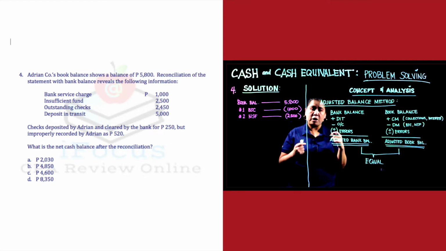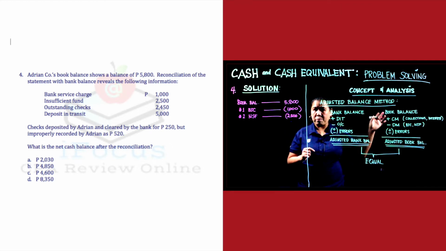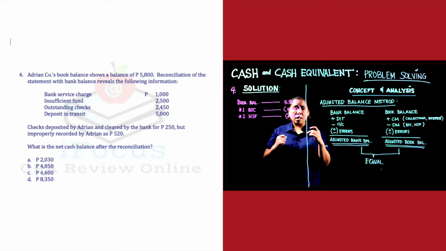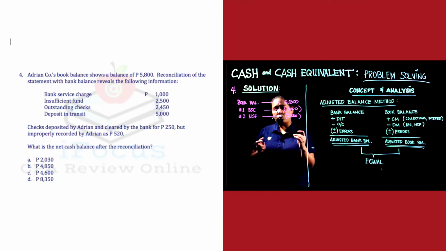So, ang ibig sabihin, yung error na yun committed by the company. Ang totoong amount is 250, pero na-record ni Adrian Company as 520. So, ang ibig sabihin, mas malaki yung inad niya sa kanyang cash balance, sa kanyang record. So, ano ba ang magiging effect nitong error na ito? So, 520 ang ni-record ng company, which is supposed to be 250 lang.